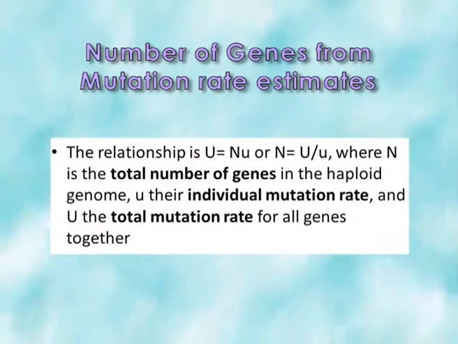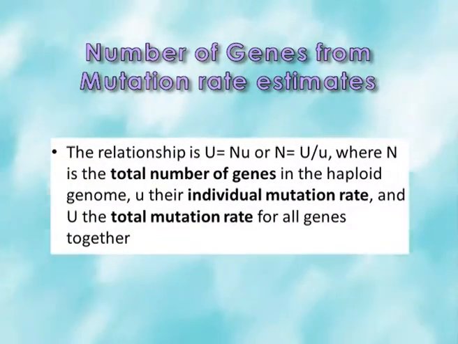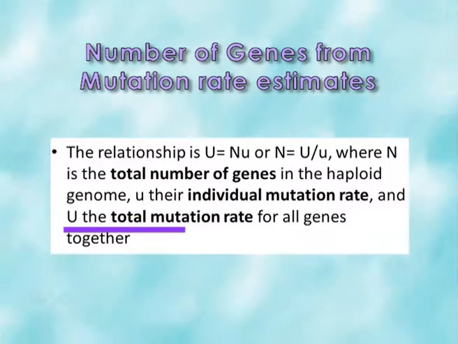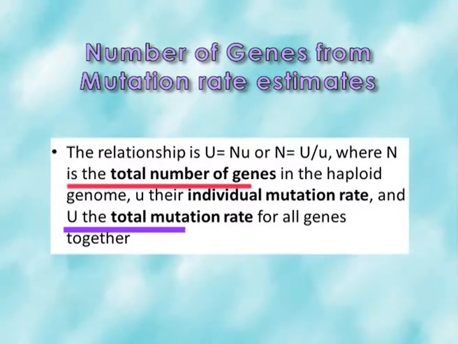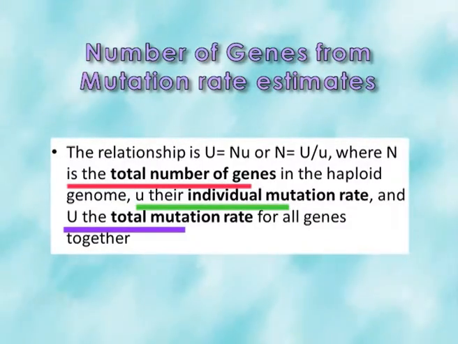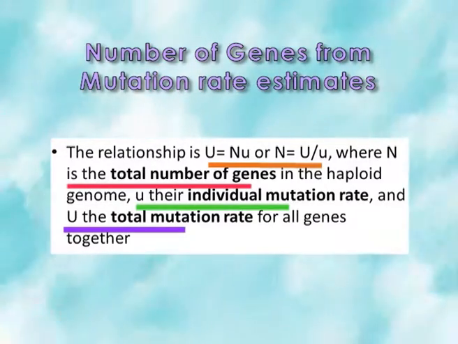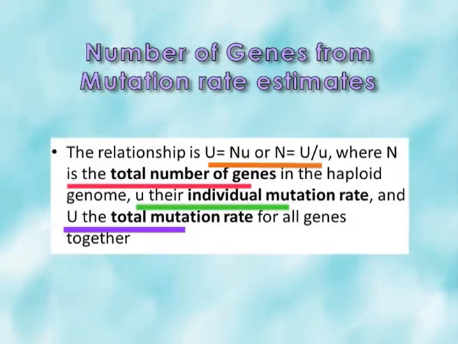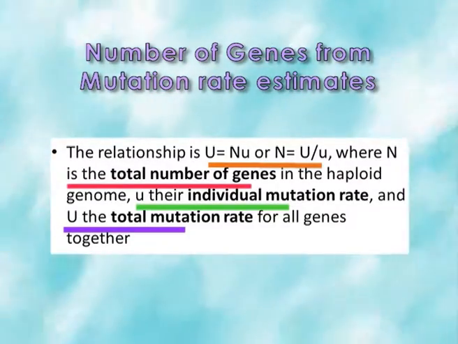Number of genes from mutation rate estimates. If capital U is the mutation rate of the total genome, and n is the number of genes in which mutation occurs, and small u is the rate of mutation of each gene, then capital U is equal to capital N into small u. So capital U divided by small u is equal to the number of genes that are getting mutated. From this estimation of the mutation rate, the number of genes can be easily calculated.